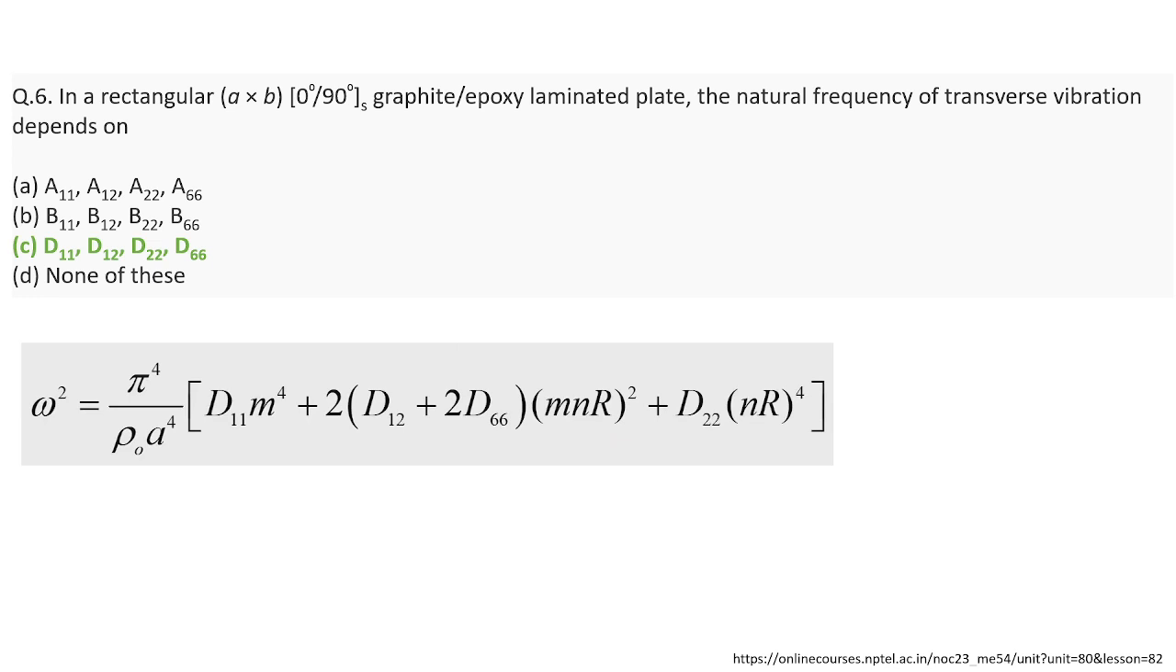Next question. In a rectangular a cross b 0 90 degree symmetric graphite epoxy laminate plate, the natural frequency of transverse vibration depends on. So sir explained the derivation; I am not going into the derivation. So the final equation we get for the natural frequency of transverse vibration is this, where you can see it depends on the D matrix coefficients D11, D12, D66 and D22. So the answer of this question will be option C.